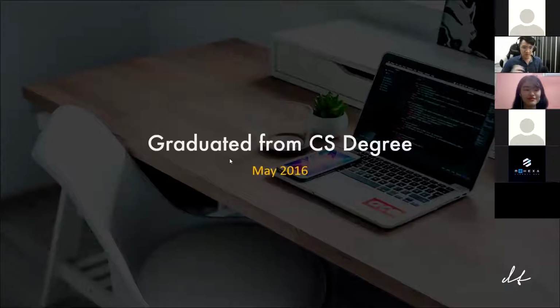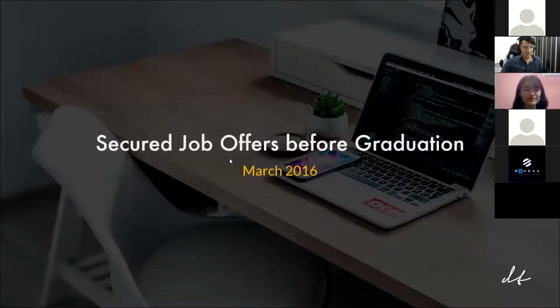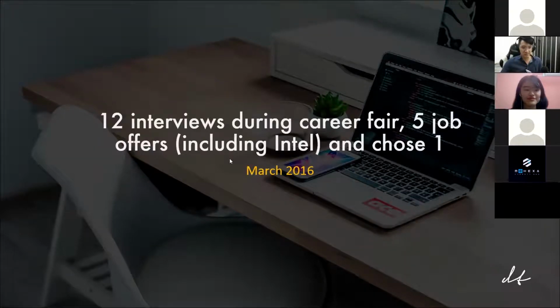So in May 2016, I graduated from my computer science degree. Here's me with my girlfriend at my graduation. I managed to secure several job offers before graduation, which includes Intel actually. I've gone to many interviews, I think a total of about 12 interviews during the career fair held at my uni. I've gotten 5 job offers out of that, including Intel Penang.